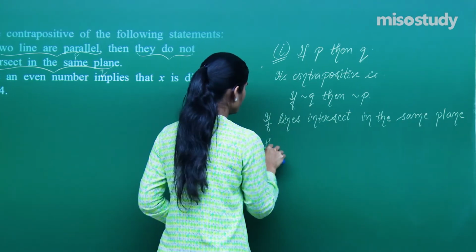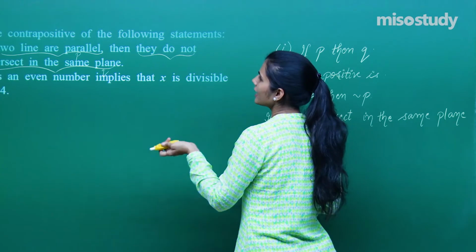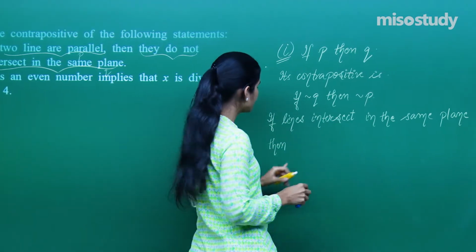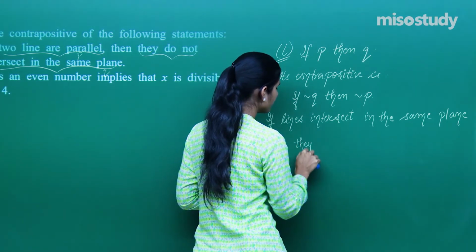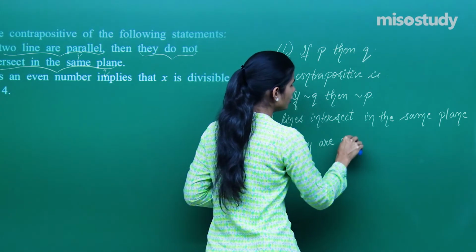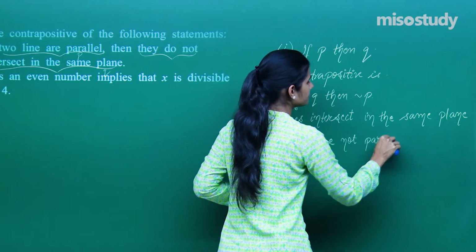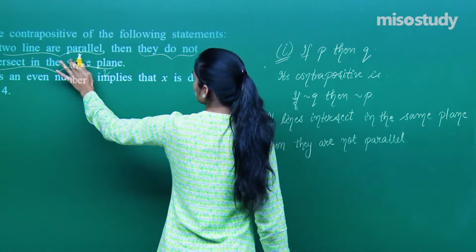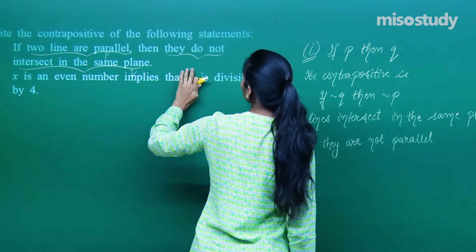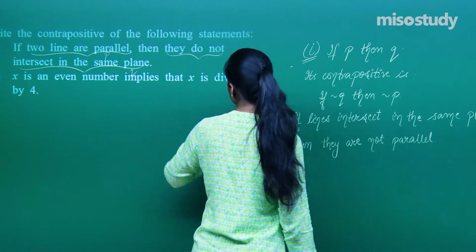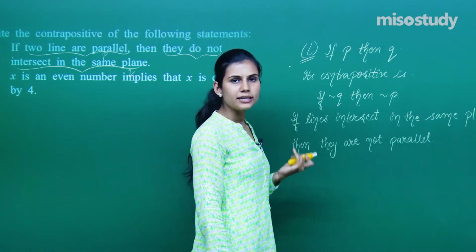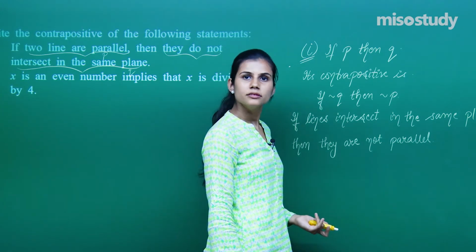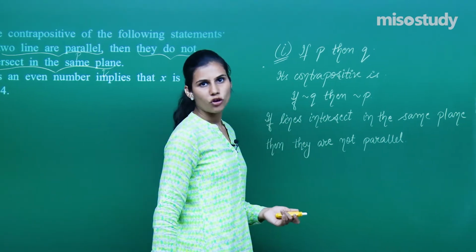What is P saying? Two lines are parallel, so not P will say two lines are not parallel. So if two lines intersect in the same plane, then they are not parallel. Fine. Q says they are not intersecting, so not Q will say they are intersecting. P says they are parallel, so not P will say they are not parallel. As easy as that, and this is your very contrapositive.